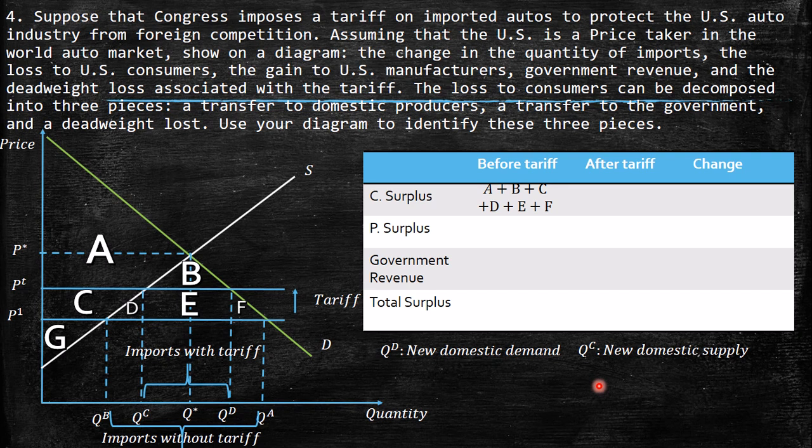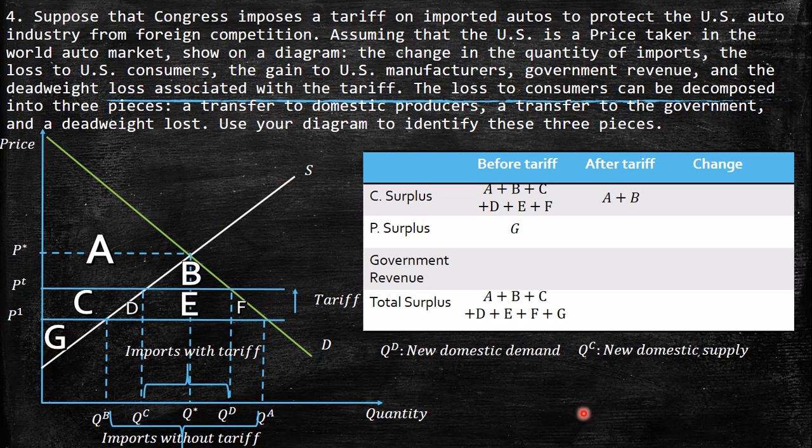Before tariff, the consumer surplus was all this triangle, the big triangle: A plus B plus C plus D plus E plus F. The only part that doesn't belong to consumers is the G, which is the producer surplus. What about the government revenue? The government revenue is naturally zero because it was before tariff. So the total surplus was all this big triangle plus G.